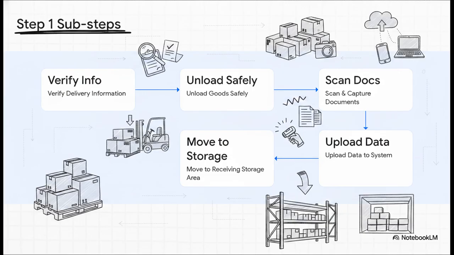There are 5 exact physical sub-steps you're going to execute. First, you verify the delivery information. Second, unload the goods safely. Third, scan and capture the documents. Fourth, upload the data to the system. And finally, move everything to the receiving storage area. Definitely memorize the sequence. Now let's break down exactly how you perform each one.